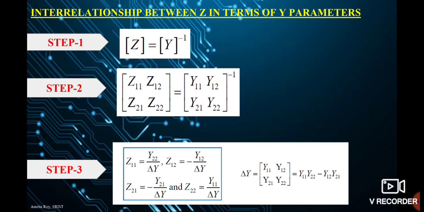So the Z parameters will be: Z11 will be equal to Y22 divided by delta Y, Z12 will be equal to minus Y12 divided by delta Y, Z21 will be equal to minus Y21 divided by delta Y, and Z22 will be equal to Y11 divided by delta Y.